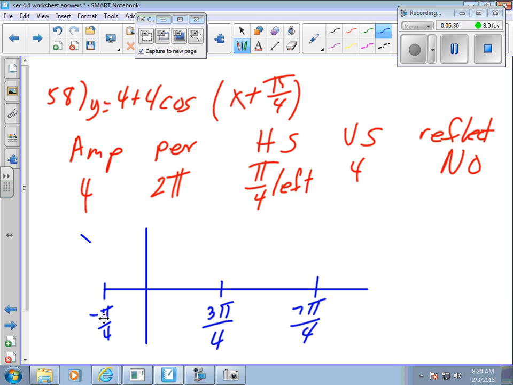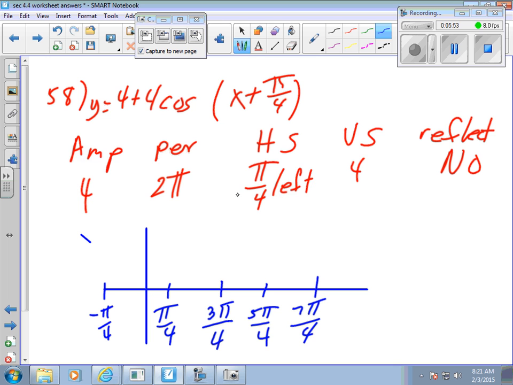Half-c's again, -1 plus 3 is 2. 2 divided by 2 is 1, so I'm going to be at 1 pi over 4. And half-c's in here, 3 plus 7 is 10. 10 divided by 2 is 5, so I'm at 5 pi over 4. So I have 1, 2, 3, 4, 5 points.